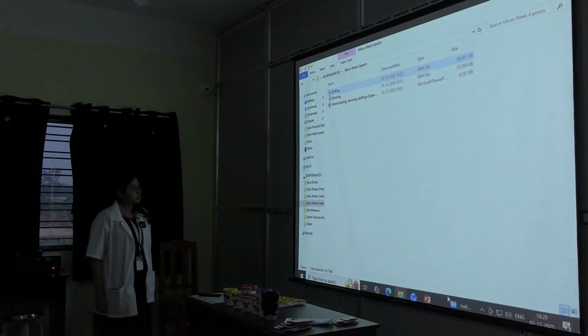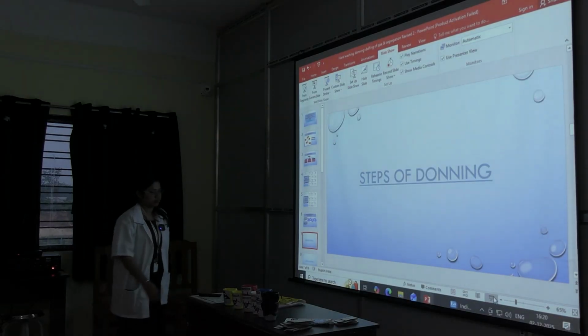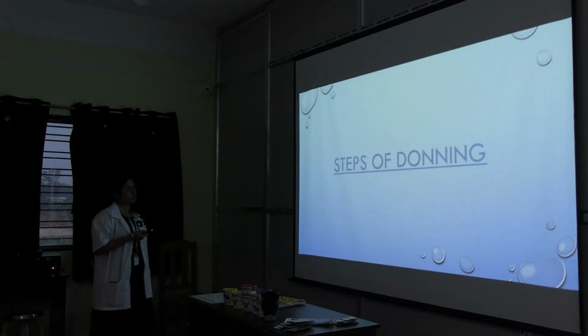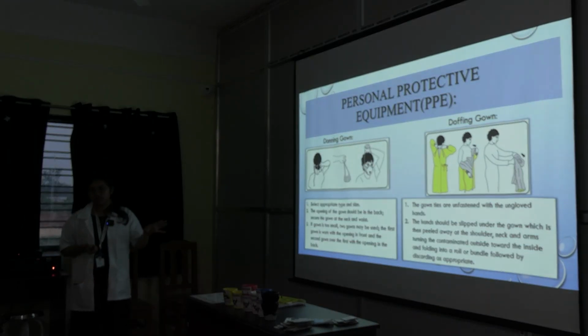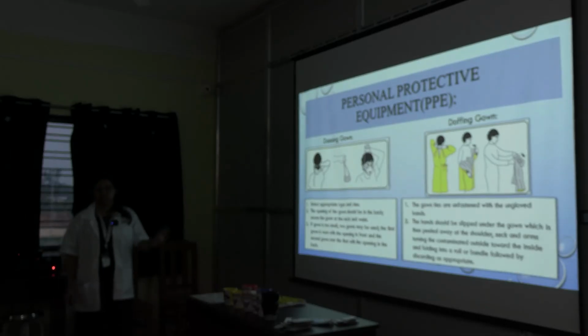So these are a pictorial demonstration of the steps of donning and doffing. You can take a picture if you want.